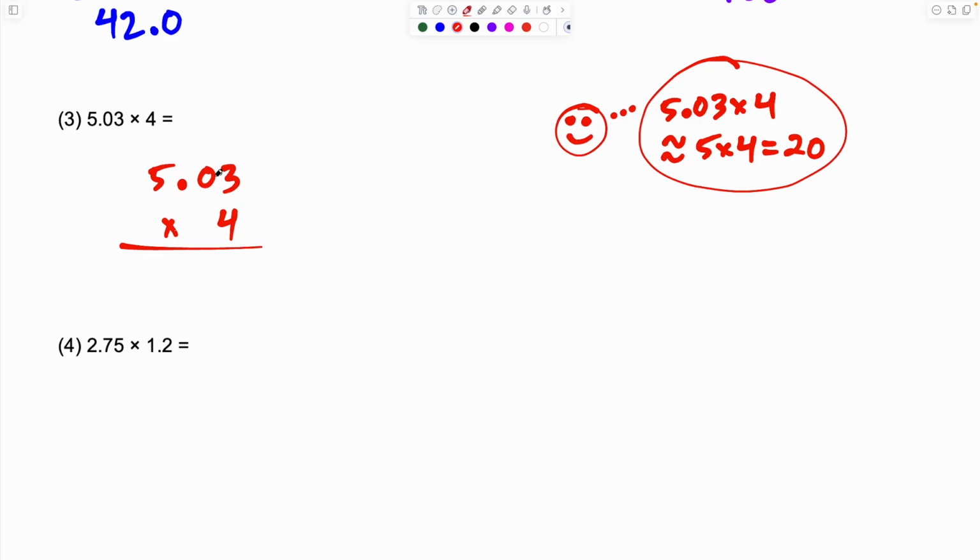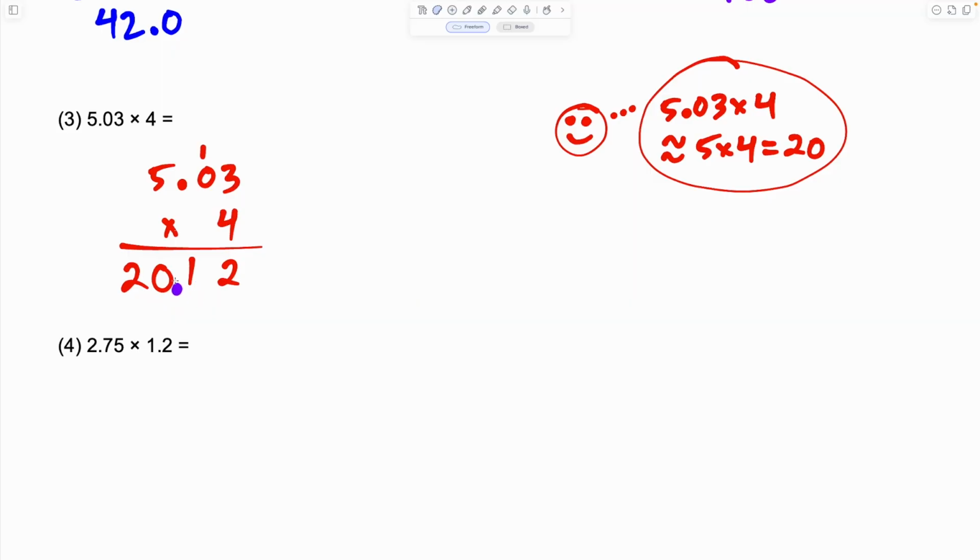So to use this estimation strategy, I just work this out normally. 4 times 3 is 12, carry the 1. 4 times 0 is 0, plus 1 is 1. And then we have 4 times 5 is 20. So now I'm thinking, where does the decimal go? Does it go in this place?